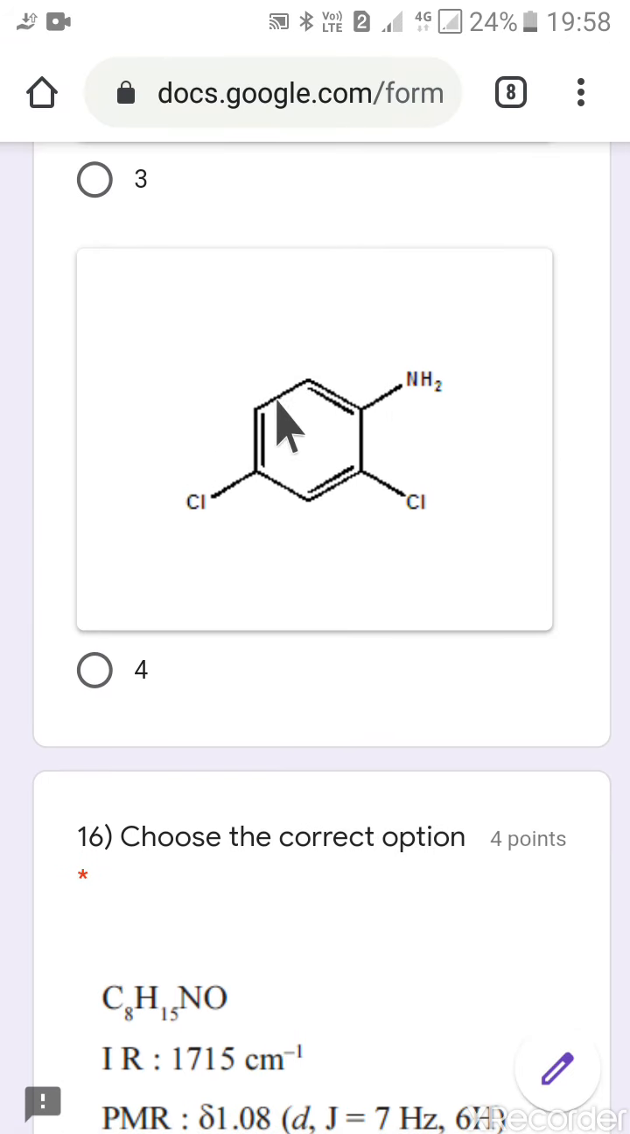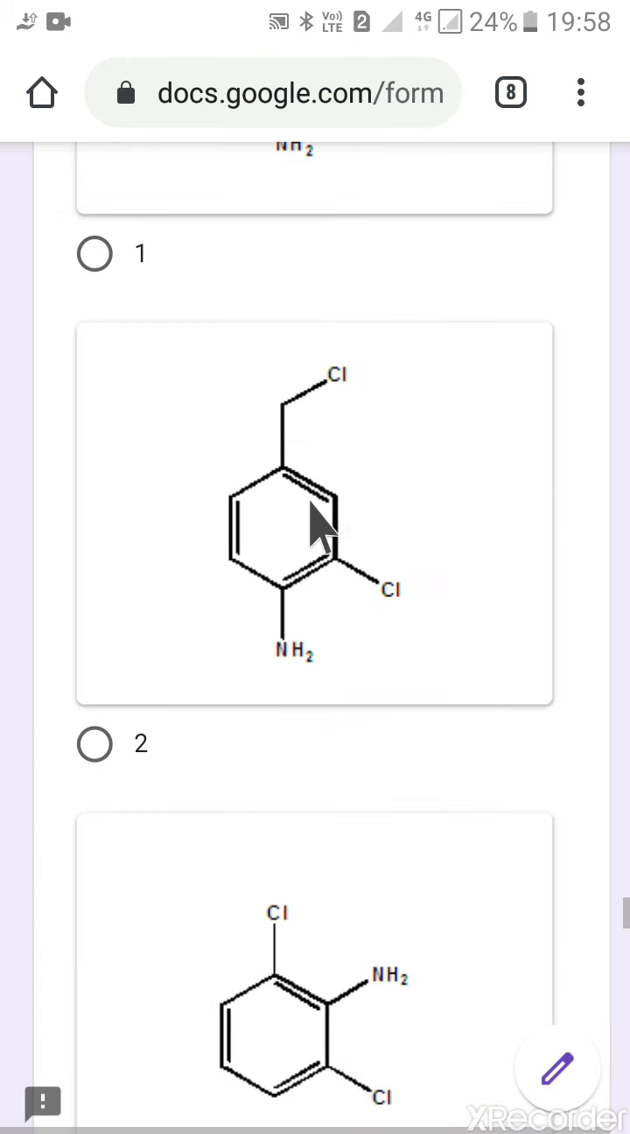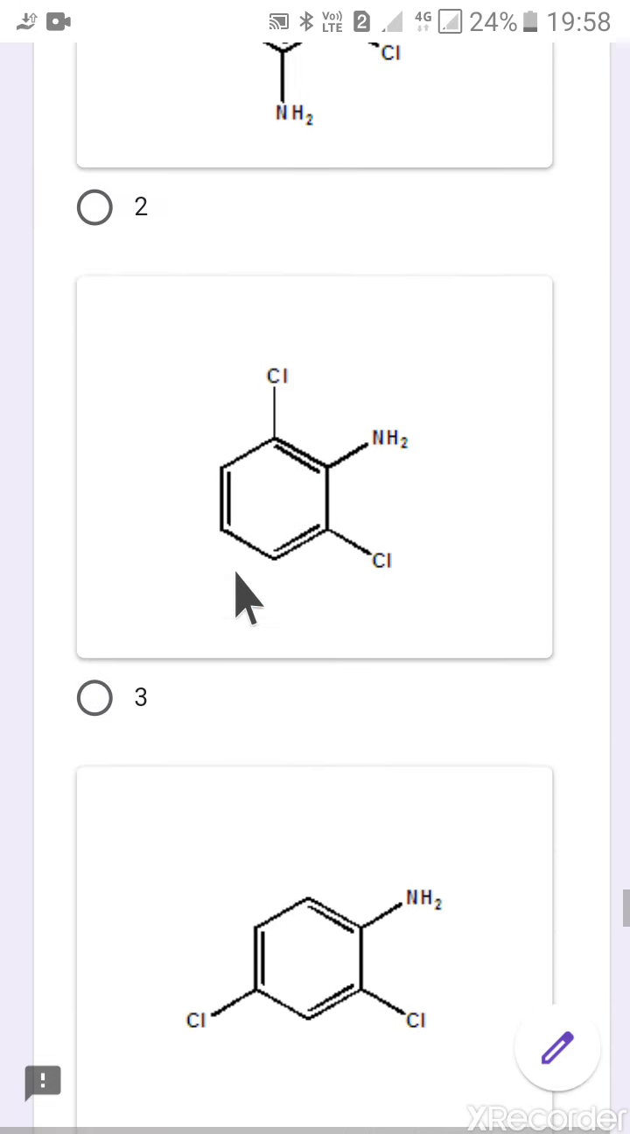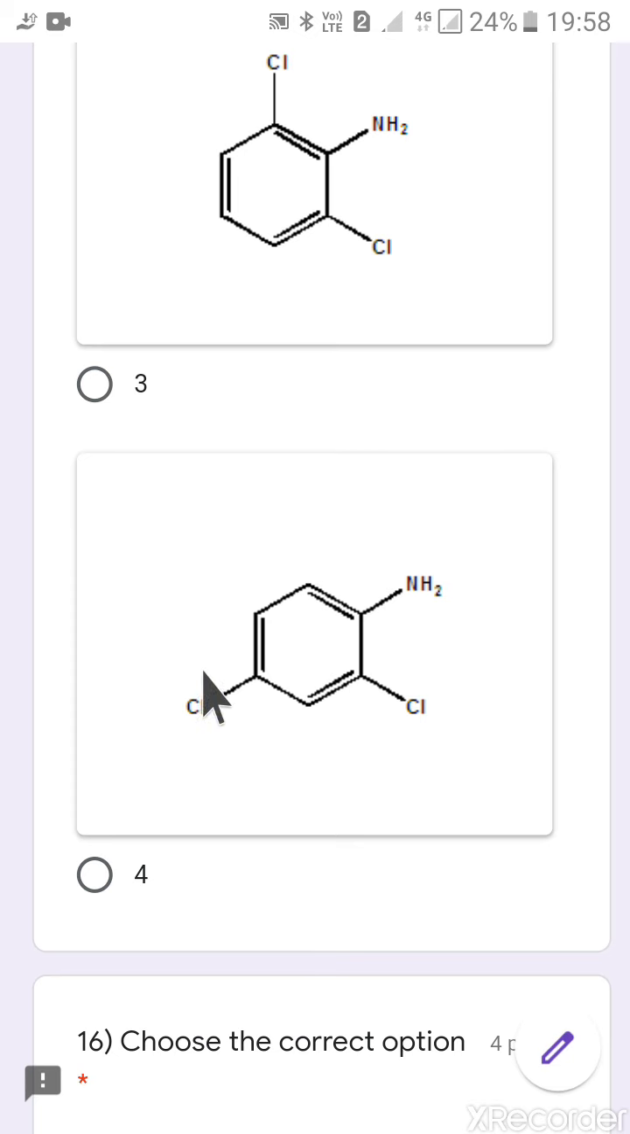Let's analyze it. We have this downfield proton at, we said, 7.23. So let's compare the PMR data. Due to this chlorine group, this is the downfield one among these two. So this 7.23 proton only has one meta coupling with this proton. That means it is showing only meta coupling, with a 2 Hz coupling constant. That's why this option is the correct option.